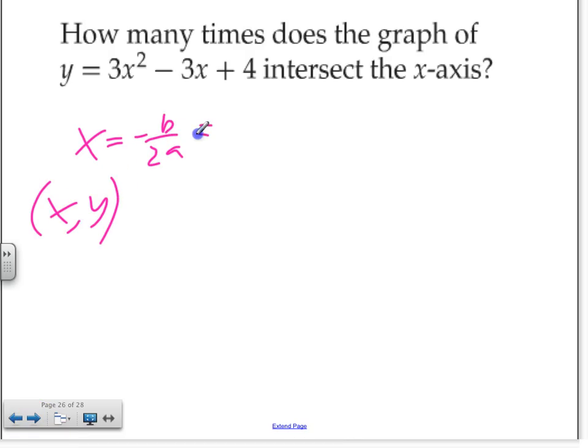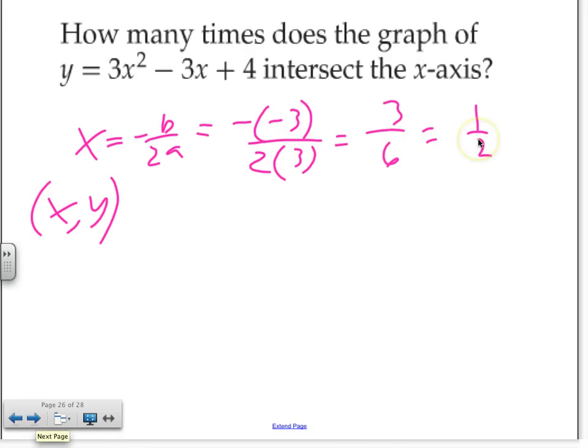So, what is our b here? Negative b. B is just negative 3, not an x, right? The b is the coefficient in front of the x term, so it's a negative 3. Don't forget the negative on the outside of b. Over 2 times 3, you end up with 3 over 6, which ends up being 1/2. You can write 0.5 if you want to, and you can plug it back in to solve for y. You can do that, right? Yes.